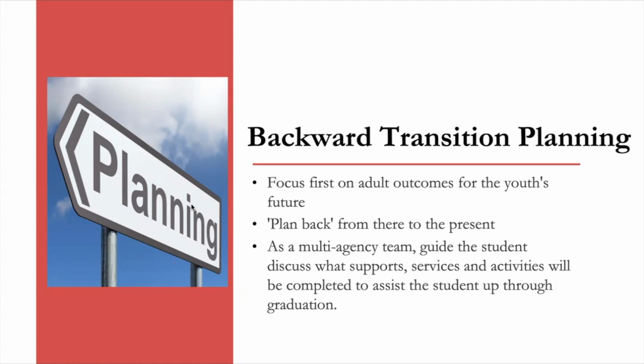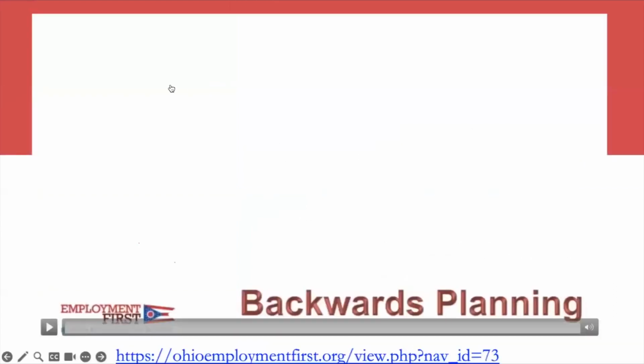And then it's that middle part that we're going to be filling in and identifying, okay, by this date, we're going to do this. By this year, we're going to do this. As a multi-agency team, you want to guide the student and discuss what supports, services, and activities will need to be completed to assist that student up through graduation. So this next slide is a video from Employment First, all on backwards planning.